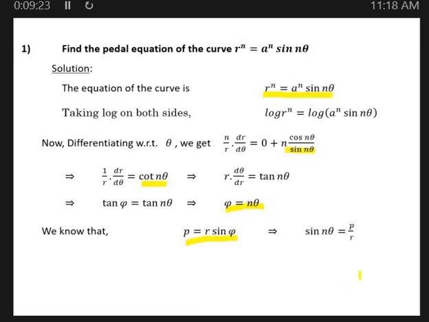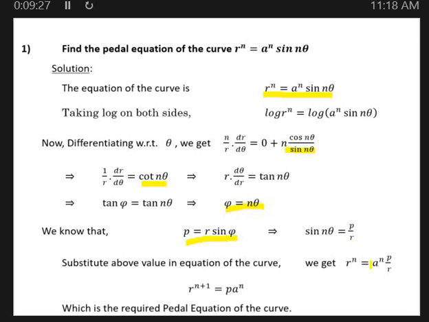Now substitute this value in the given curve. So we get r to the power of n is equal to a to the power of n P by r. See, sin n theta, we have taken it as P by r. So r to the power of n is equal to a to the power of n P by r. Further, transferring this r to LHS, we get r to the power of n plus 1 is equal to P into a power of n, which is the required pedal equation.